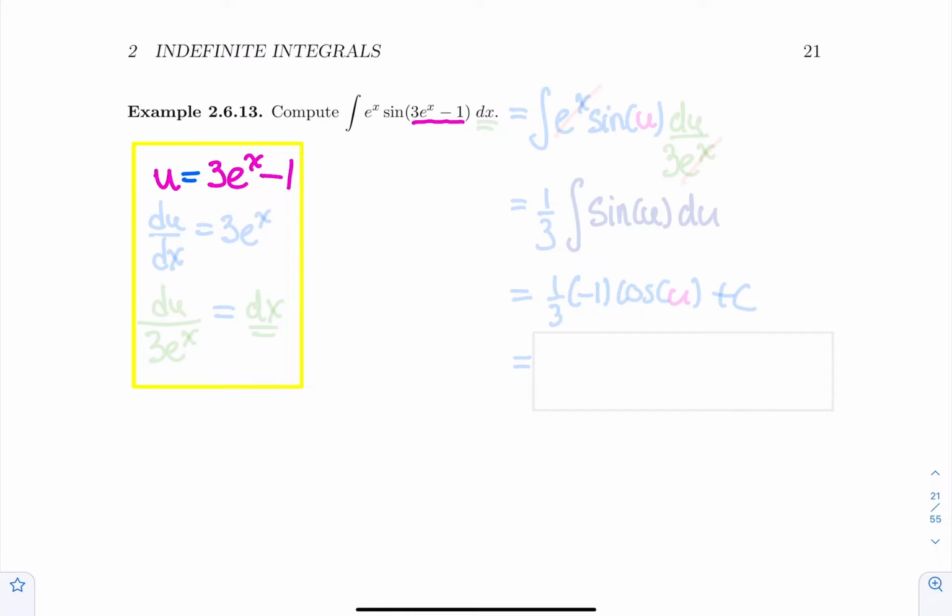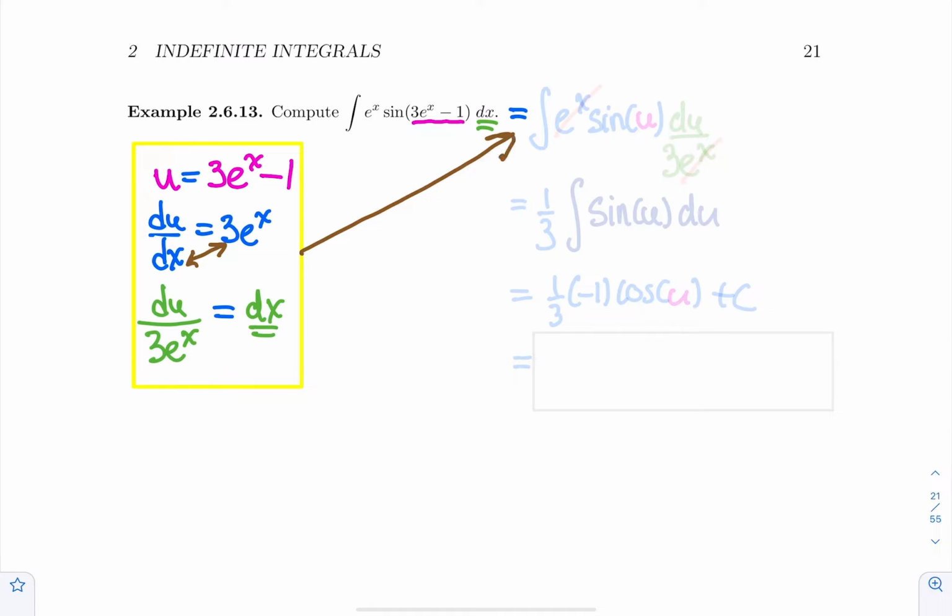As soon as you make your choice, you compute the derivative. So you get du over dx is equal to 3e to the x minus 0. Then you isolate dx, so you get du over 3e to the x is equal to dx. So I have a formula for dx too now, which is du over 3e to the x. So now our integral becomes, with this u substitution, the integral of e to the x, unchanged, sine of u, since the inside of sine is simplified to this brand new variable, and then dx is du over 3e to the x.